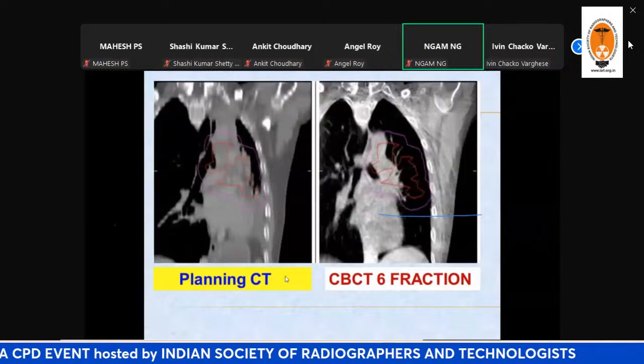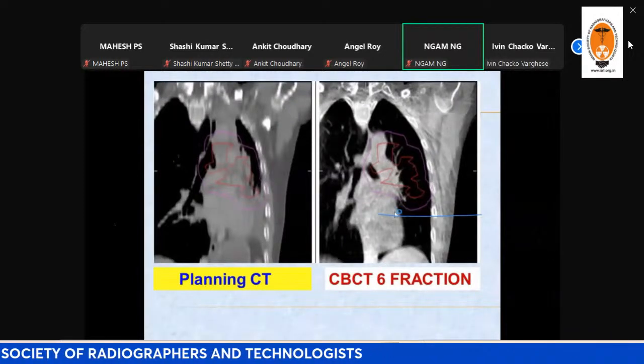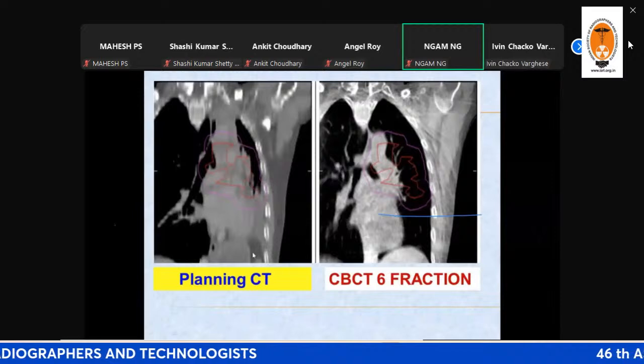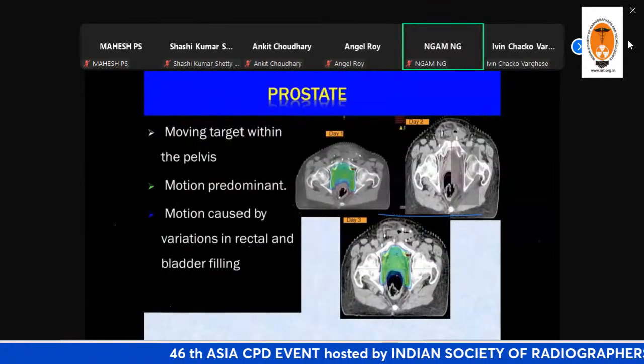Another case of lung cancer is a planning CT, and after 6 fractions you can see how much the tumor has regressed. So continuing the treatment with the same plan was not advisable. So replanning was done for this patient.